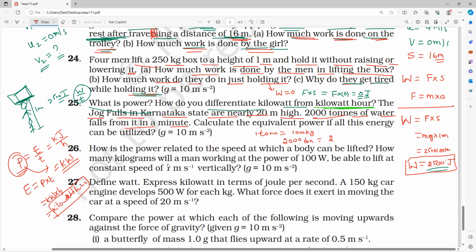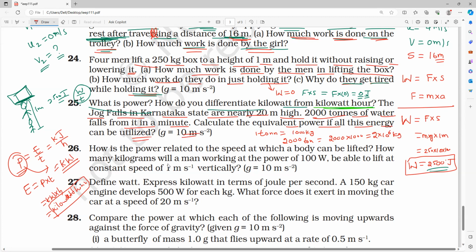Now 2000 tons means how much? 2000 into 1000. Let me write it in the form of powers: 2 into 1 followed by 6 zeros. Can I write 10 power 6? 10 power 6 kilogram, so 2 into 10 power 6 kilograms. Any problem? Okay. Calculate the equivalent power if all this energy can be utilized.